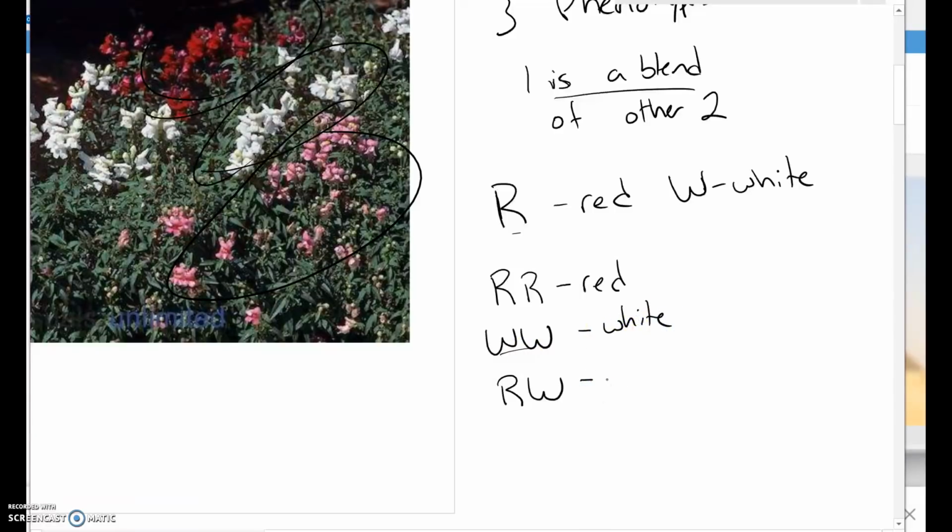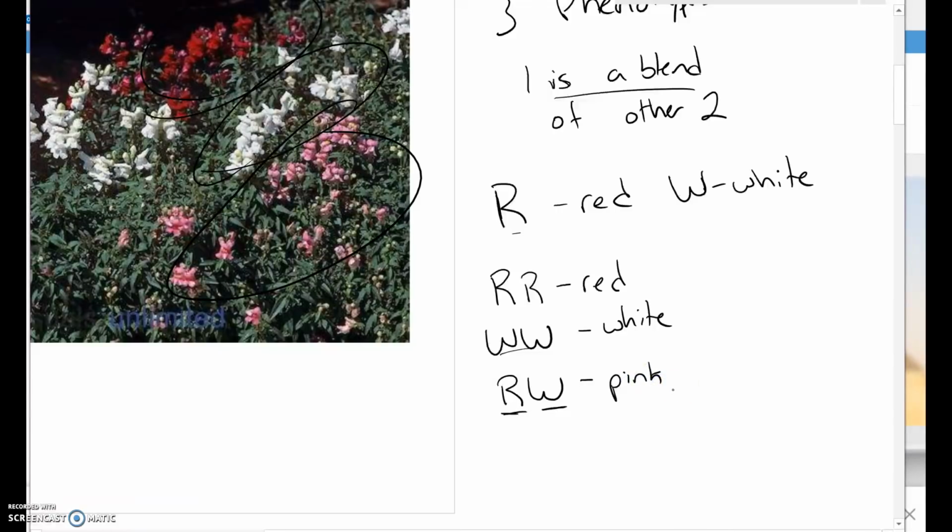Now here's the difference in codominance versus Mendelian inheritance. Because both of these alleles are dominant, they're both going to show up in the phenotype. And that means the phenotype is going to show up as a blend of the two. So a red allele and a white allele, those two mixed together, will give you a pink phenotype here.